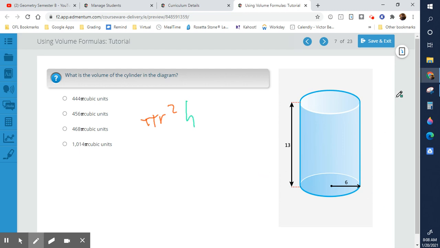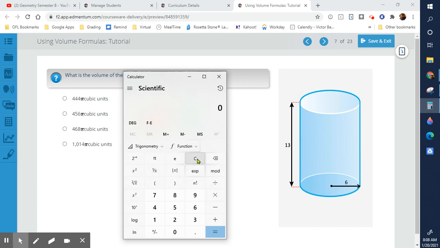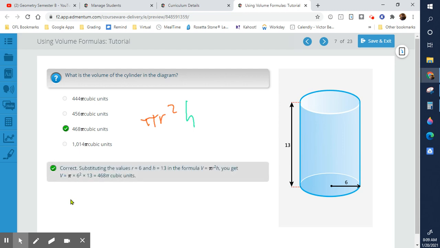When we're doing this, notice how this is in terms of pi, so we don't actually have to multiply pi in our calculators. Go to your calculator. Our radius is 6, so we're doing 6 squared, so 6 times 6, and then we multiply that by the height, which is 13. So it's going to be 468 times pi. Sometimes you have to read the question to see if it says in terms of pi or not.